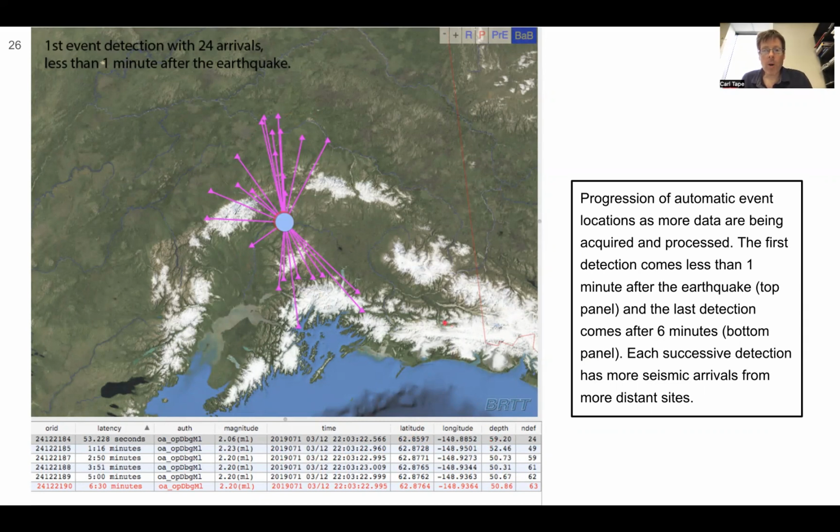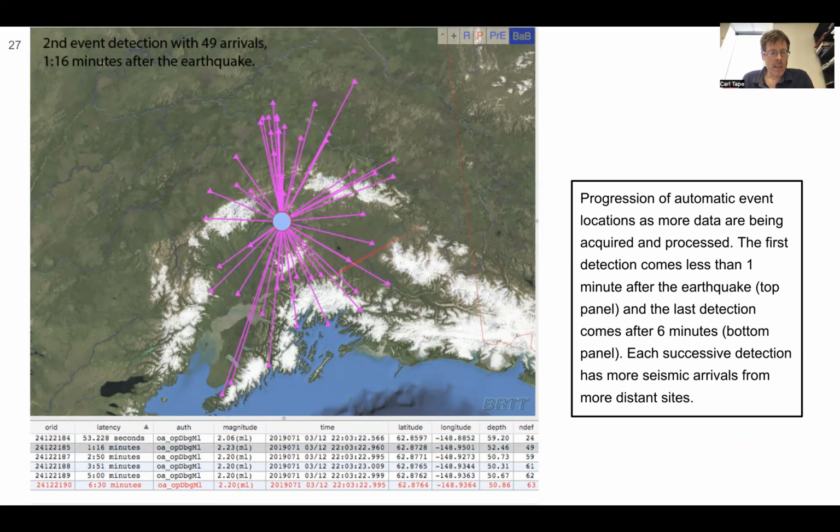And so this is trying to show, as time evolves, different information comes in, and the estimate for the location and the origin time. So this is the origin time. You can see it doesn't change much overall. And this shows latency, how long it takes to get this information. So 53 seconds after the event, we've got what appears to be a pretty good estimate for the location and origin time.